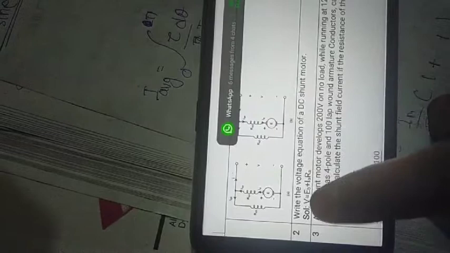Clear? Next, second question: voltage equation of DC shunt motor. Voltage equation of DC shunt motor means what? It will be V equals EB plus IaRa. Clear? Because already I have shown this one in the class lecture. As it is a motor, the supply voltage is V. If it would be a generator, then EB would be equal to V plus IaRa. Once it is a motor, the voltage supply is the main supply, so here V equals EB plus IaRa.